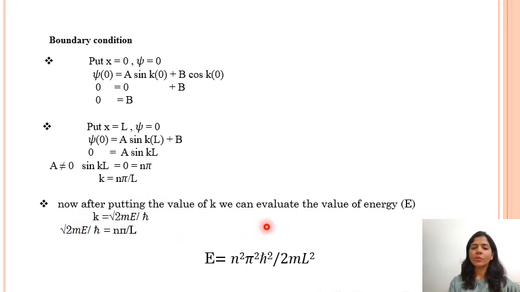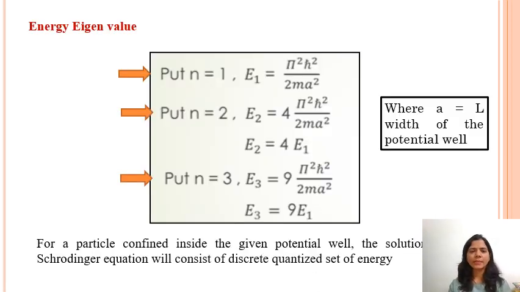Now after putting the value of k, we can evaluate the value of energy. So we know that k equal to under root 2mE upon h cross. So this gives E equal to n square pi square h cross square upon 2ma square. So now let us calculate the energy eigenvalues. For n equal to 1, E1 equal to pi square h cross square upon 2ma square. For n equal to 2, E2 equal to 4 pi square h cross square upon 2ma square, that is 4E1. For n equal to 3, E3 equal to 9 pi square h cross square upon 2ma square, that is 9E1.